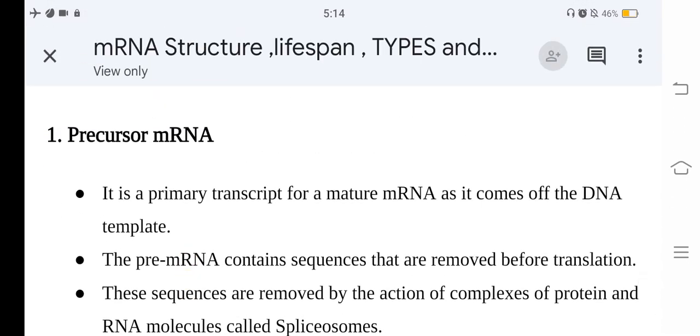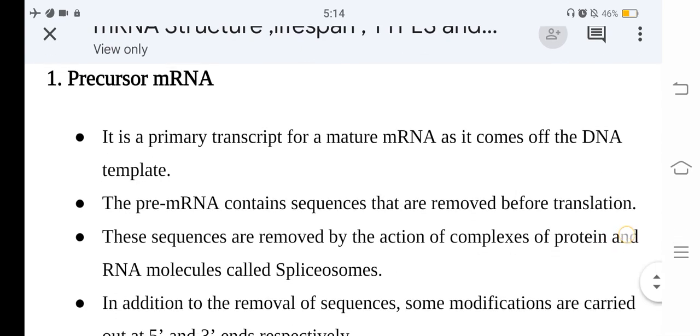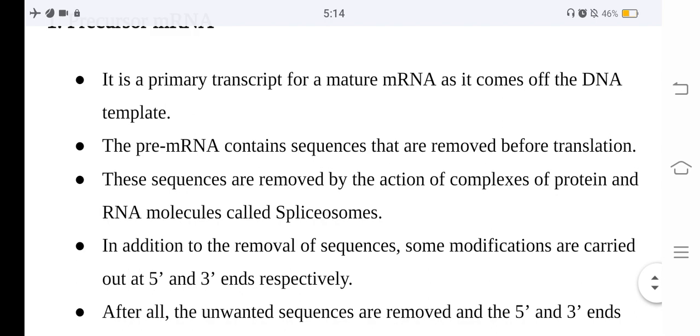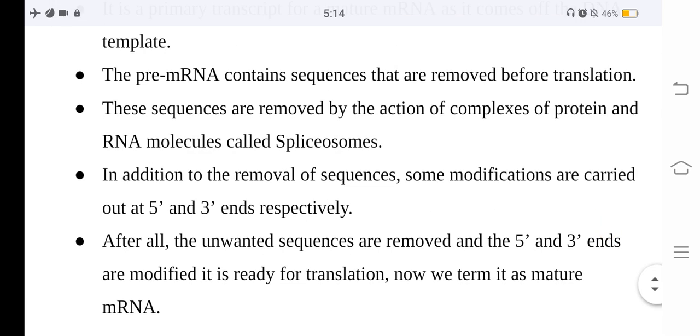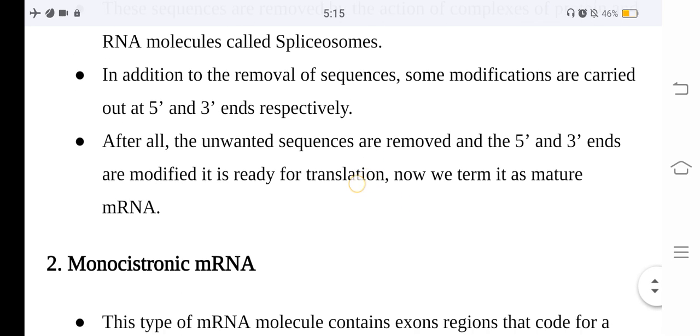Next, types of mRNA. Precursor mRNA is the primary transcript for a mature mRNA as it comes off the DNA template. The pre-mRNA contains sequences that are removed before translation. These sequences are removed by the action of complexes of protein and RNA molecules called spliceosomes. In addition to the removal of sequences, some modifications are carried out at the 5' and 3' ends respectively. After the unwanted sequences are removed and the 5' and 3' ends are modified, it is ready for translation. Now we term it a mature mRNA.